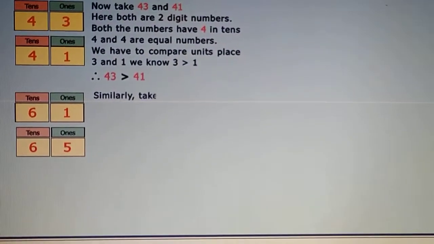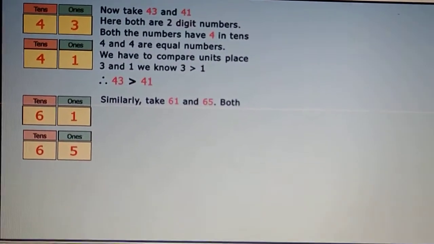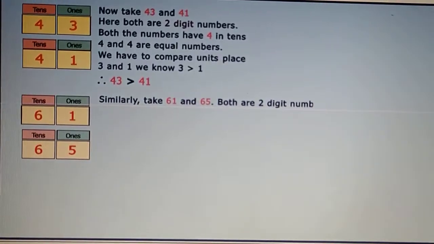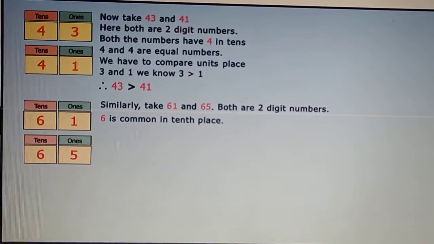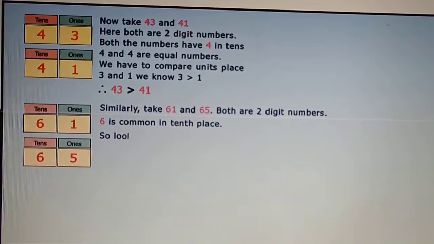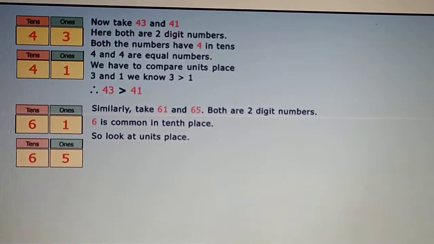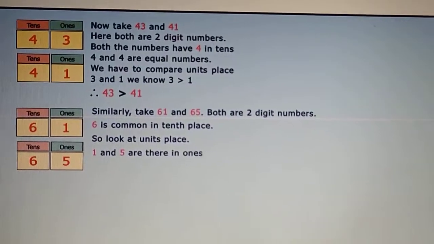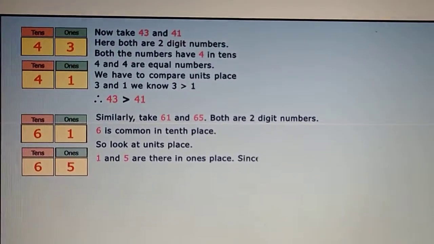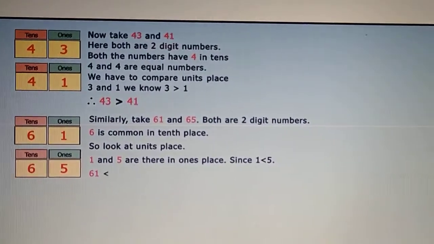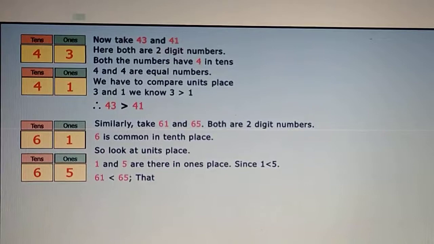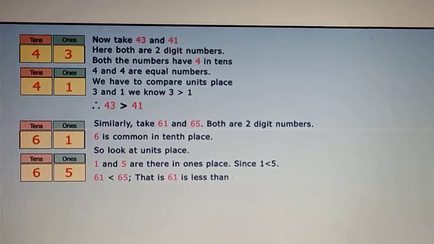Similarly, take 61 and 65. Both are 2-digit numbers. 6 is common in tens place. So, look at units place. 1 and 5 are there in ones place. Since 1 is lesser than 5, 61 is lesser than 65. That is, 61 is lesser than 65.